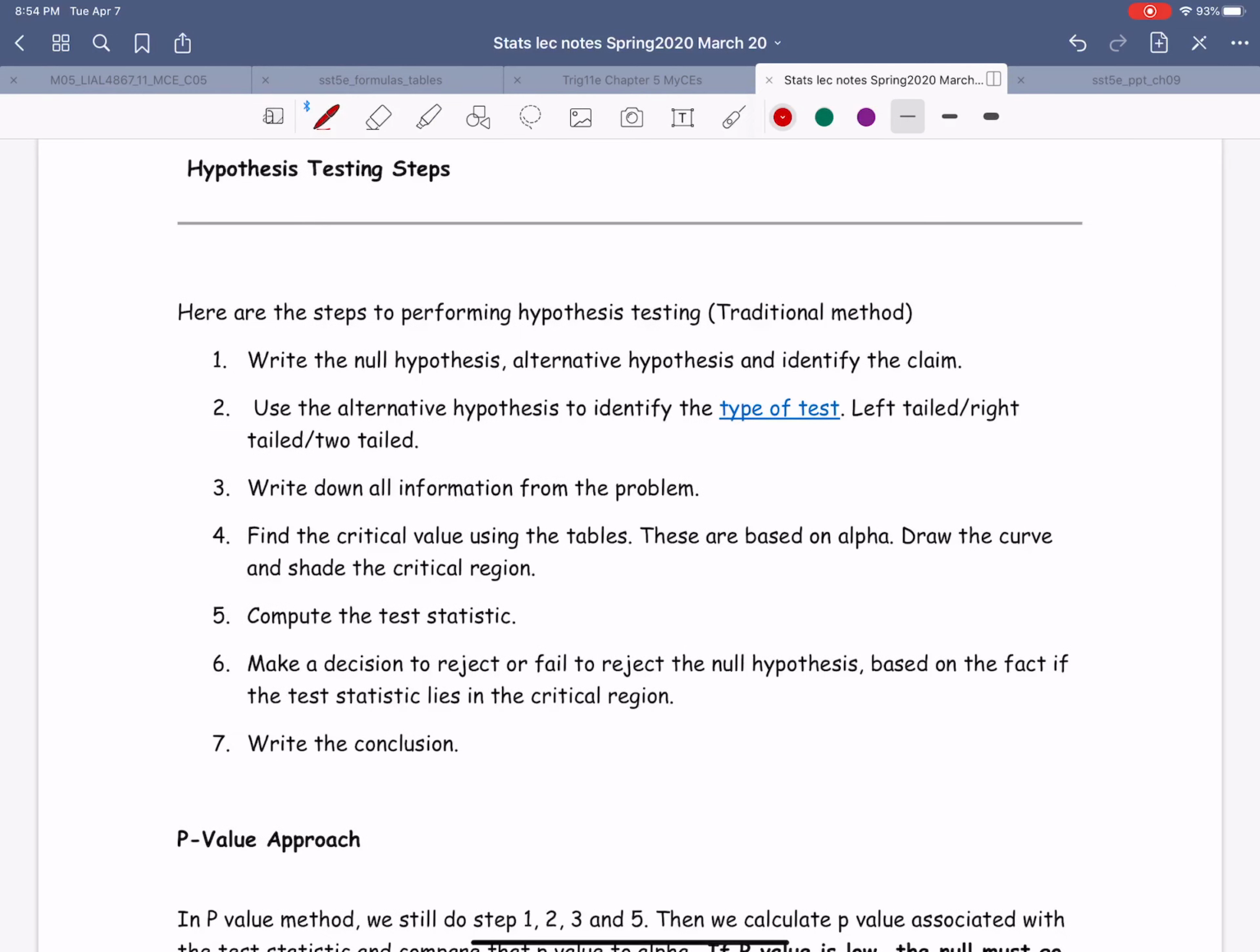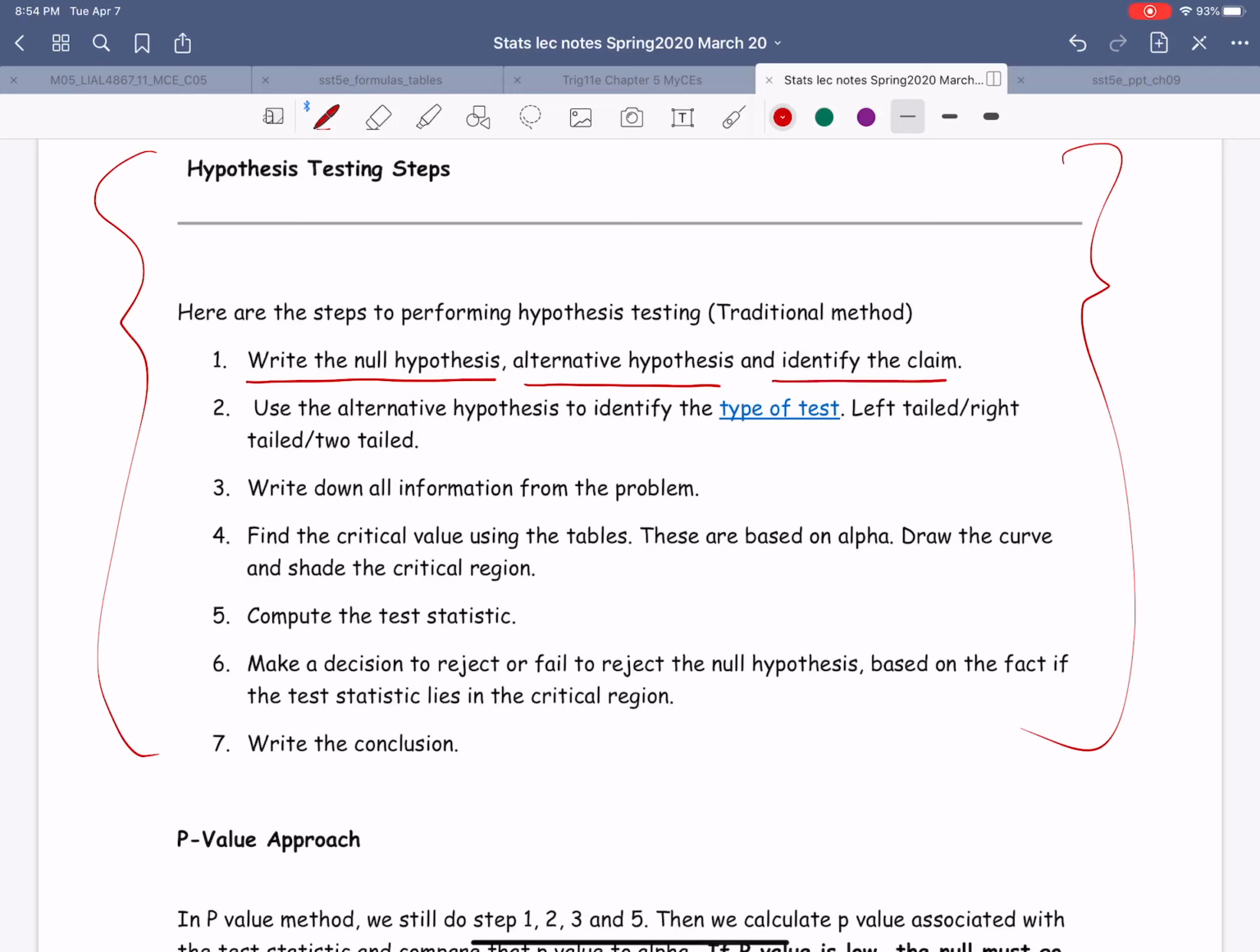Here are the steps for hypothesis testing. The first step would be to write the null hypothesis, alternative hypothesis, and identify the claim. If your first step is not correct, then everything else will be messed up from that point onwards. So it's really important to give it a thought and then identify your null hypothesis, alternative hypothesis, and the claim. Hypothesis testing we do in two different ways, traditional method and p-value approach. Right now, I'm only discussing the traditional method approach, but we will also talk about p-value approach.